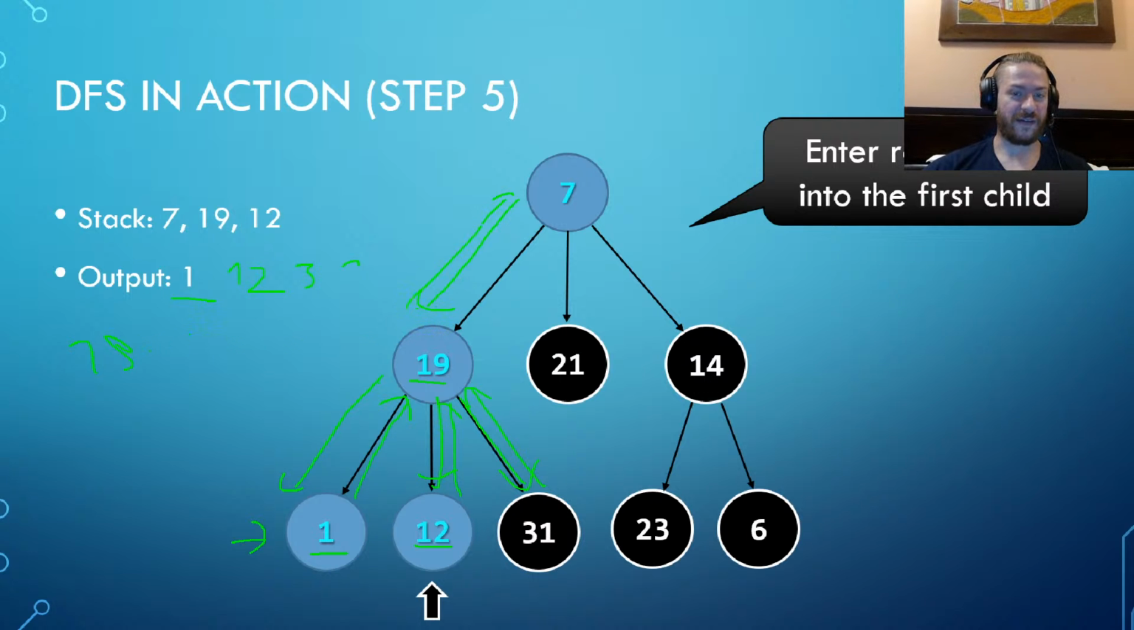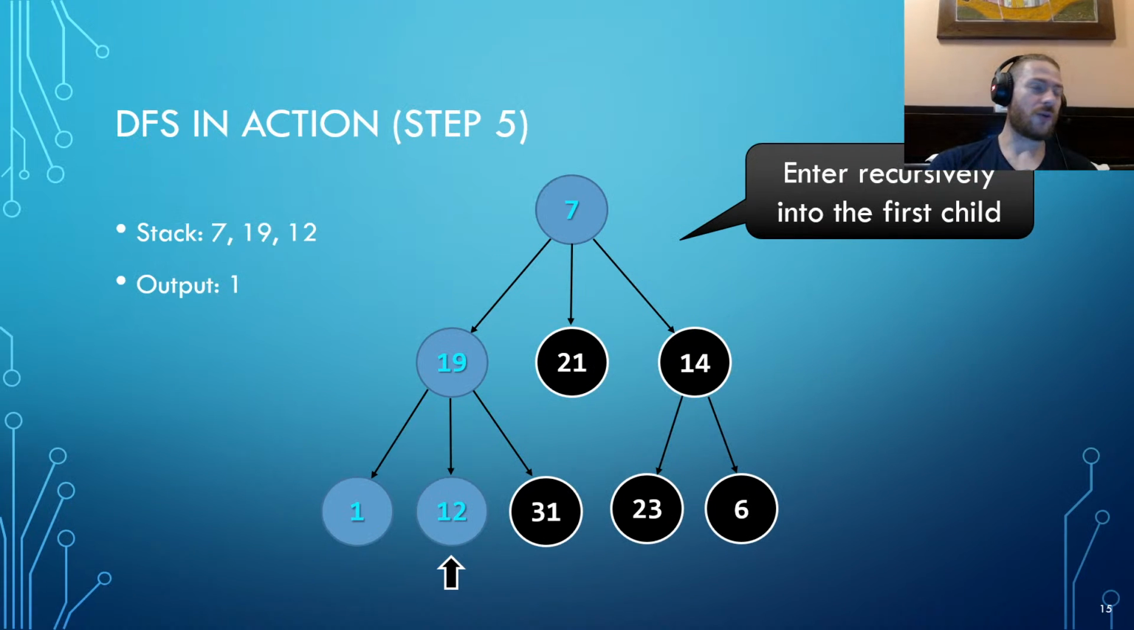Then back to 7. Does 7 have any more children? Yes, of course, 21. So it will print 21 because below 21 there is nothing. It will return to 7. It will go to 14. Does 14 have any children? Yep. So it will go to them. It will print 23, and it will return to 14. It will print 6. Return to 14. Print 14. Return to 7. 7 doesn't have any more children, so print 7.